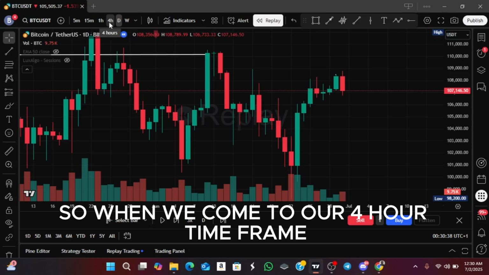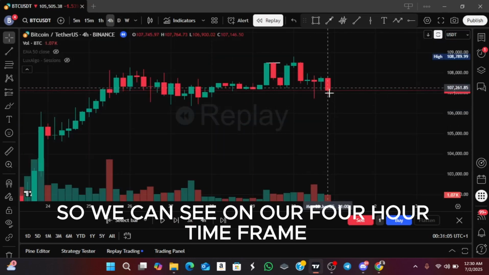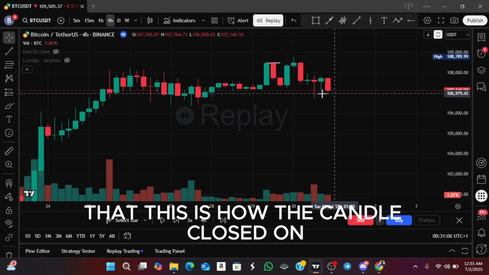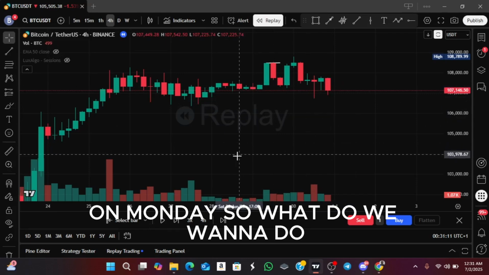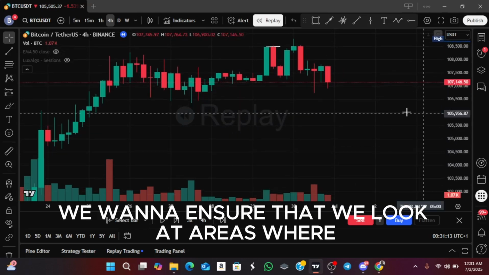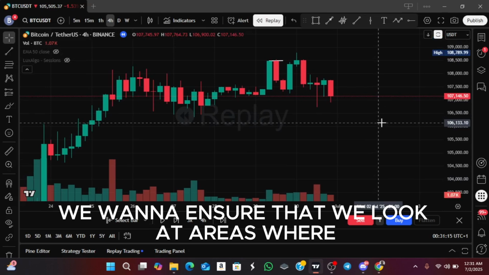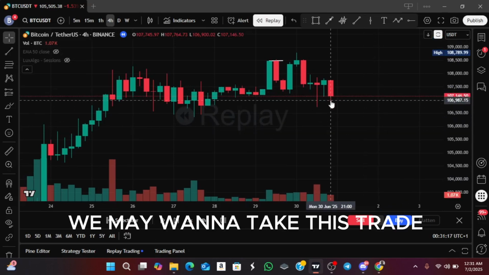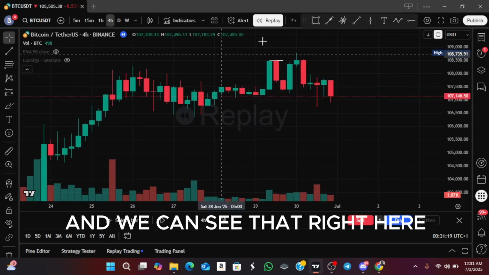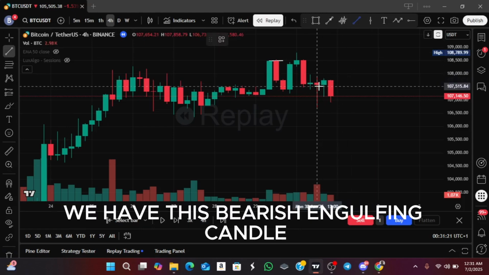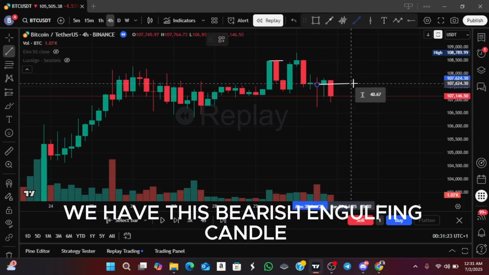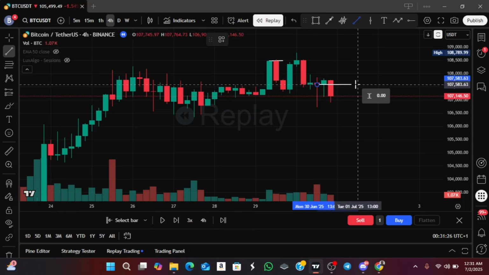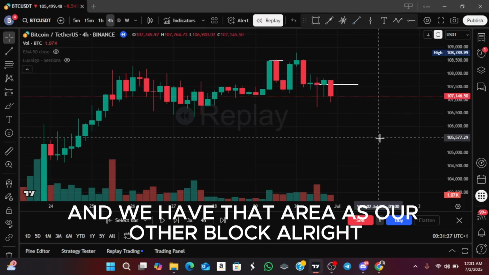So when we come to our 4-hour time frame, we can see that this is how the candle closed on Monday. So what do we want to do? We want to look at areas where we may want to take this trade, and we can see that right here we have this bearish engulfing candle, and we have that area as our order block.